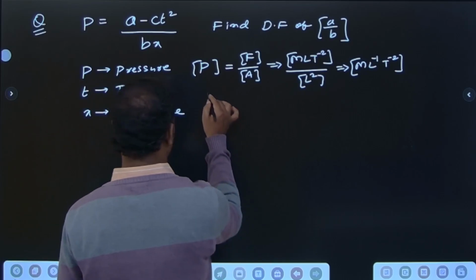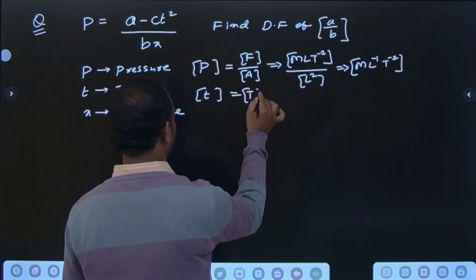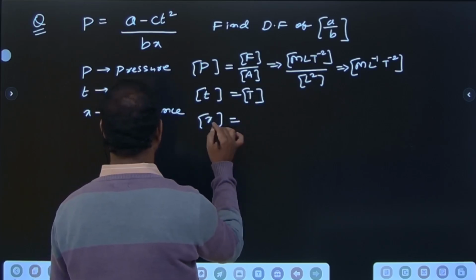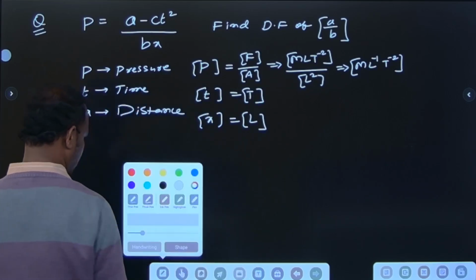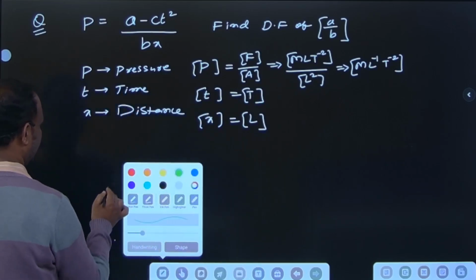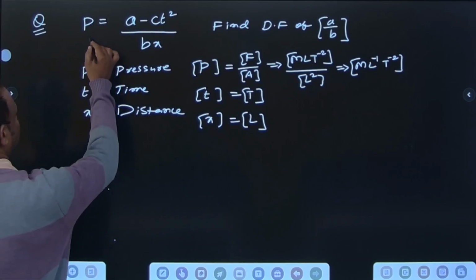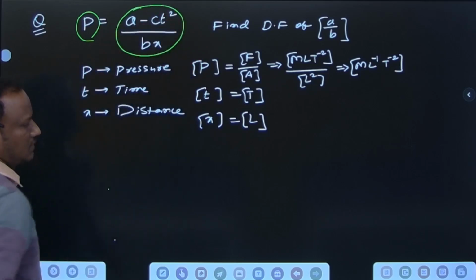And dimension formula of time is what? It's capital letter T. Dimension formula of distance, we can write it as L. Okay, so now I'm moving to this. So then how can I go for this dimension formula? Sir, this is P, the pressure. This total is pressure.